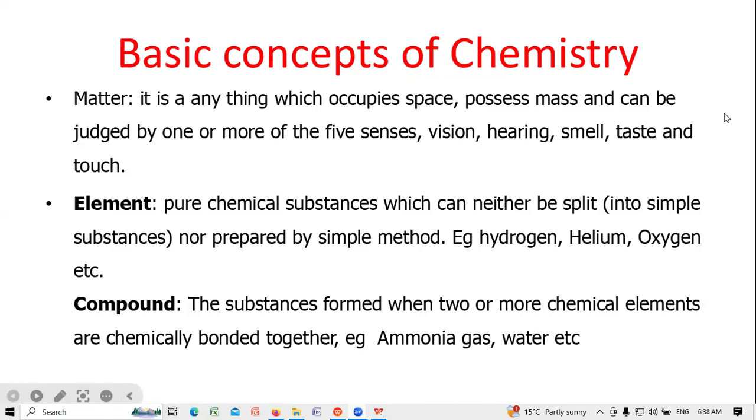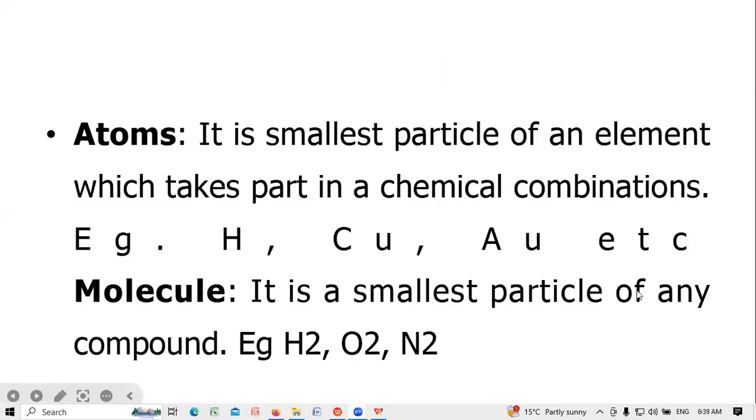Compound: the substance formed when two or more chemical elements are chemically bonded together. For example, ammonia is formed by combining three hydrogen atoms and one nitrogen atom, formula NH3. Similarly, water has two hydrogen atoms and one oxygen atom bonded covalently to form the ammonia and water molecules.